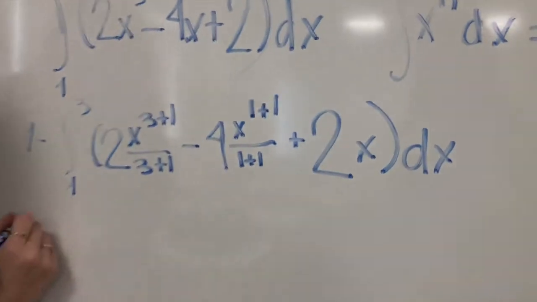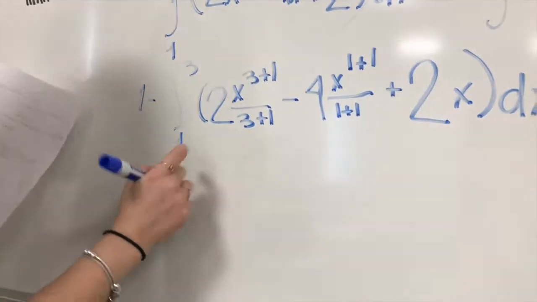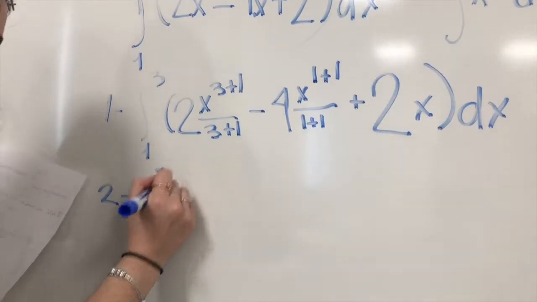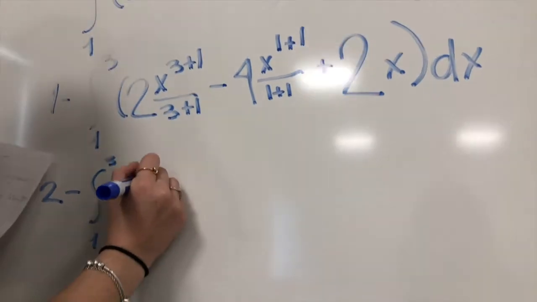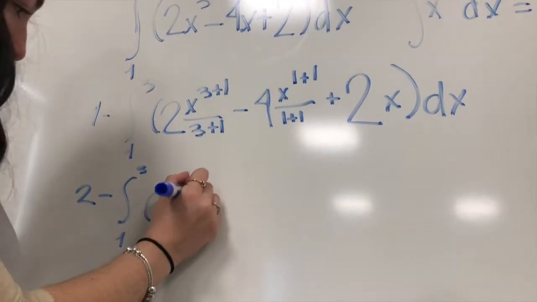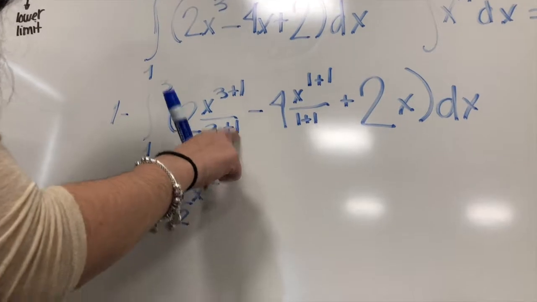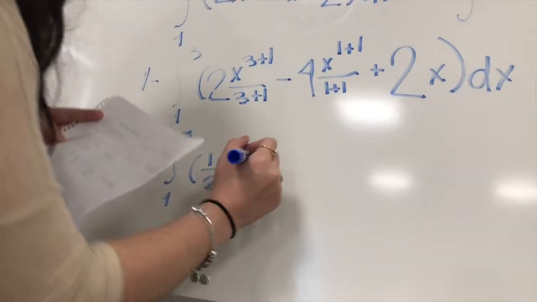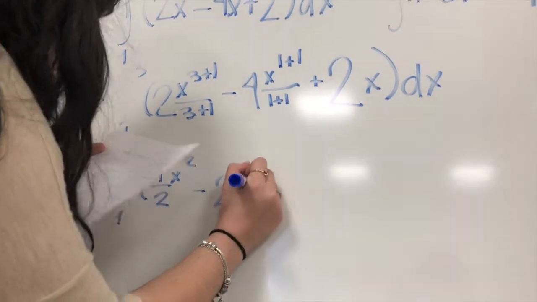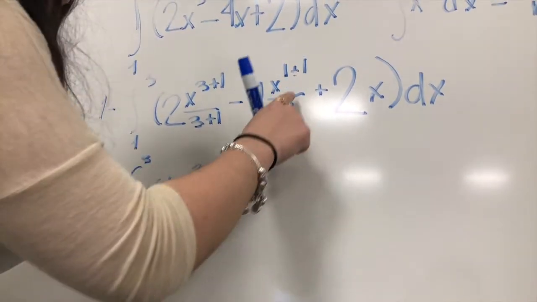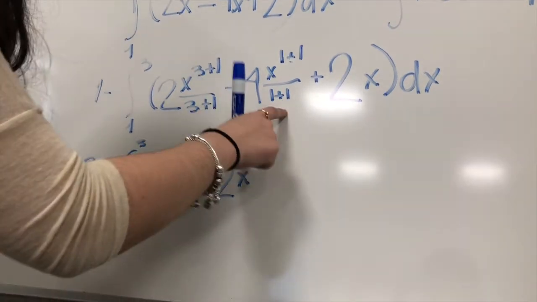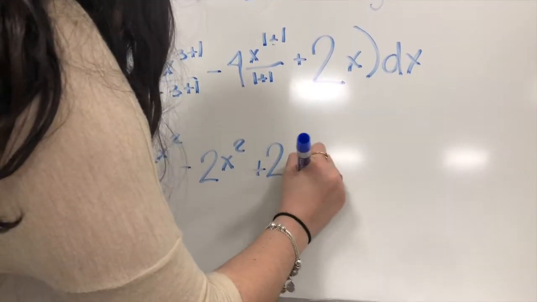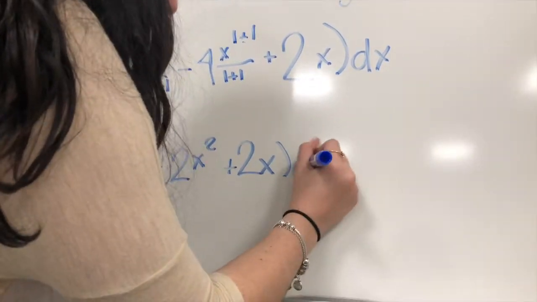Your next step will be to solve these. So you will have 1/2 x to the 4th, because if you add these ones, they're 4, and then 2 divided by 4, it's 1/2. And then you will have 2x squared, because if you add this is 2 and 2, so you will have 4 divided by 2, and it's 2x squared, and then plus 2x. And that's the first part.